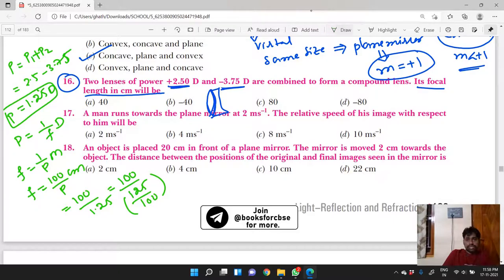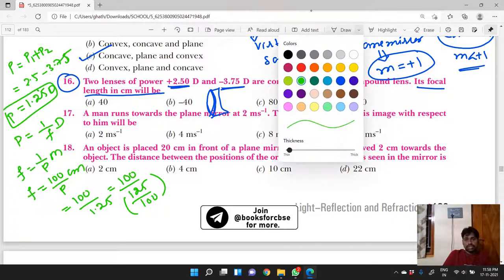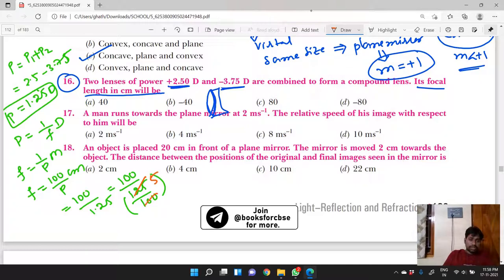So 25 table, you can do cancellation here. 25 table, 5 5s here, 4 5s, 5 1s, 5 2s. So it is multiplied, sorry, here it is a negative, here also negative. Answer is 420s are 80 centimeters is answer. So answer D is correct. I hope you have understood this one.